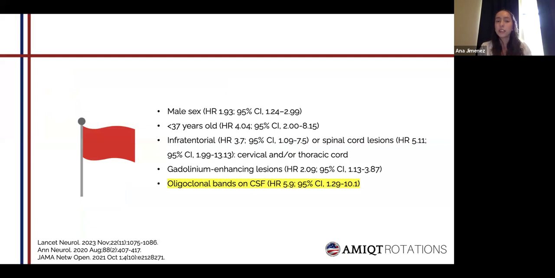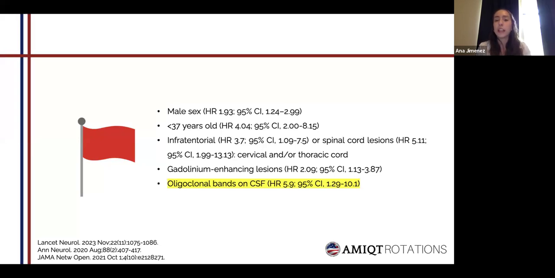After doing all these tests, then you can stratify the risk of your patient as low or high risk of progressing into a definite multiple sclerosis. So over the years, the different studies have shown that these are the most important red flags. Being a male patient, being less than 37 years old, the presence of infratentorial lesions, which remember are lesions on the cerebellum or the brainstem, with a hazard ratio of 3.7, or spinal cord lesions, specifically on the cervical and thoracic cord with a hazard ratio of 5.11.